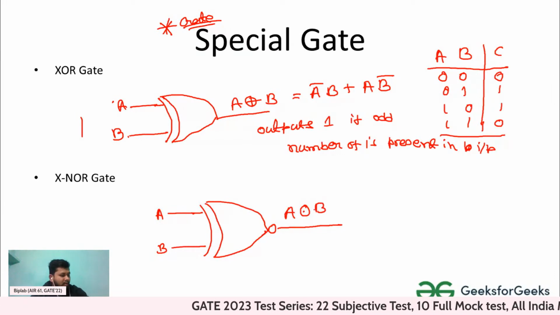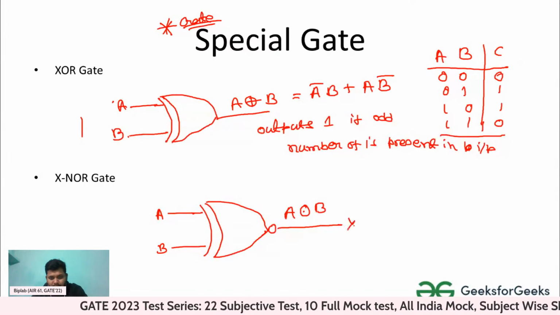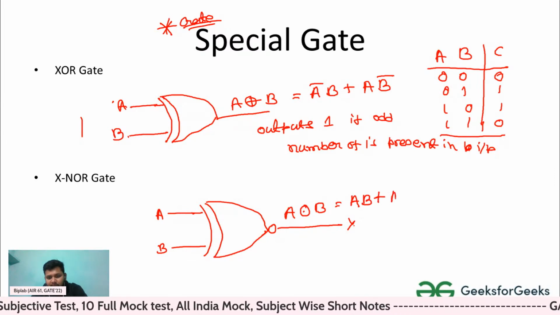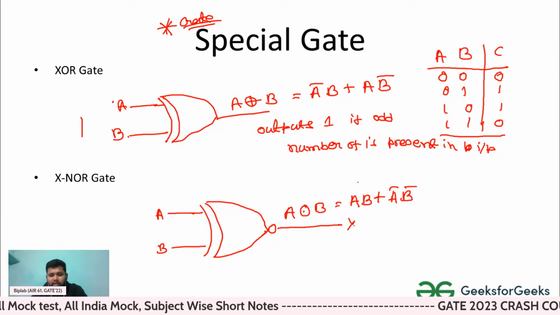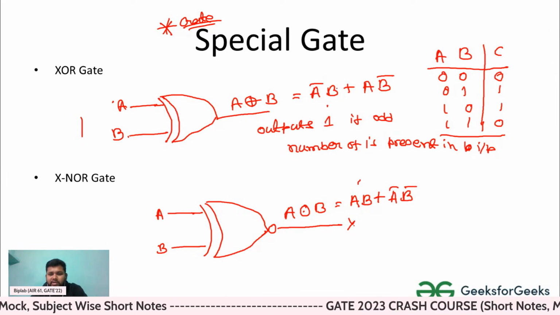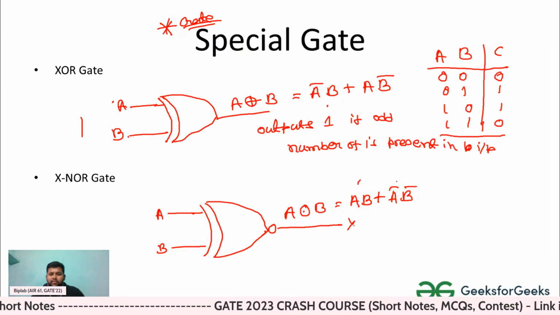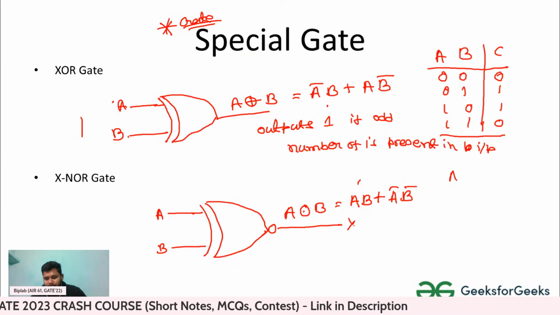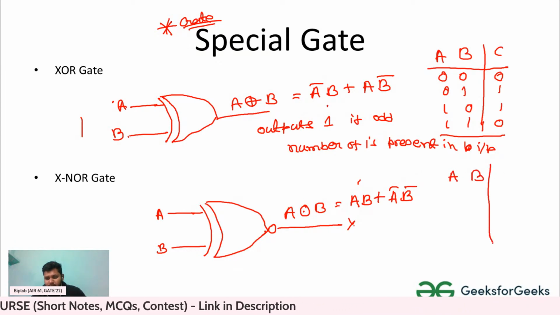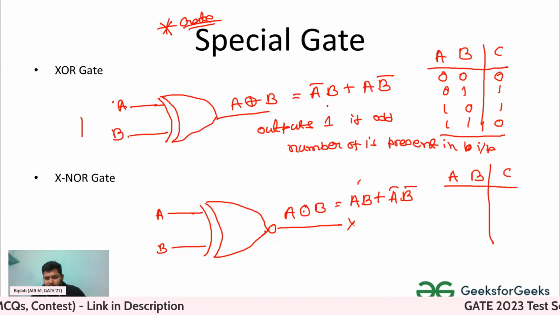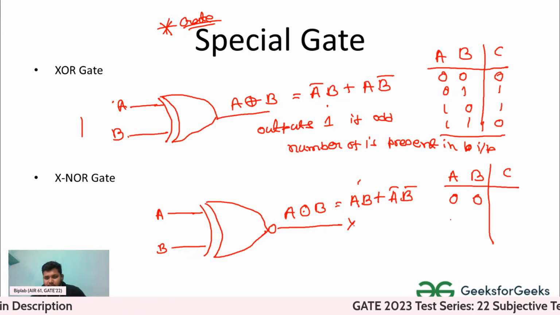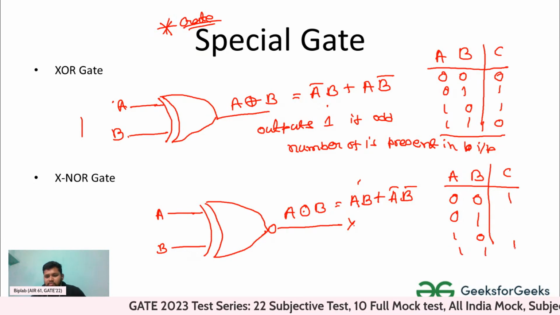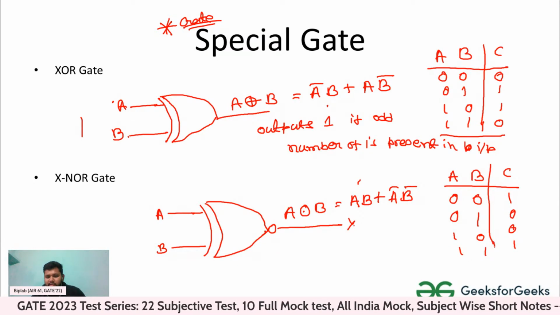A XNOR B can again be written as AB plus A bar B bar. These two together complete the min terms of two variables, no? AB, A bar B bar. Here you have A bar B and A B bar. So AB, 0 0 0 1 1 0 1 1. So your output is 1 1 here, and here you have zeros.